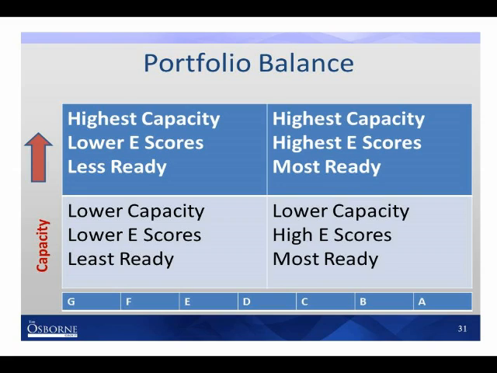And then to the left, highest capacity, lower E-scores, less ready. These are still really important people for us, because they're high capacity. So I have to have a plan for them. And then lower capacity, high E-scores, and ready. And then lower, least. And how my portfolio is balanced against these.